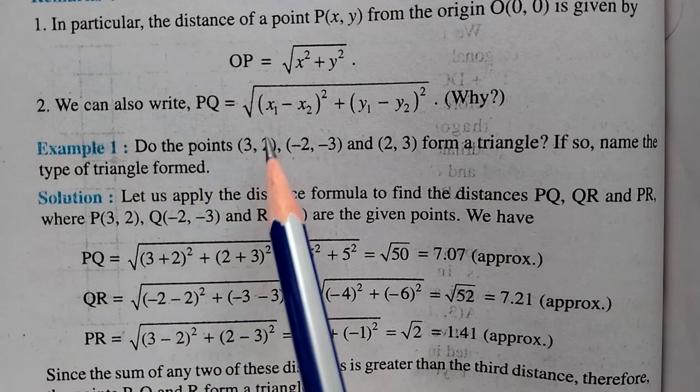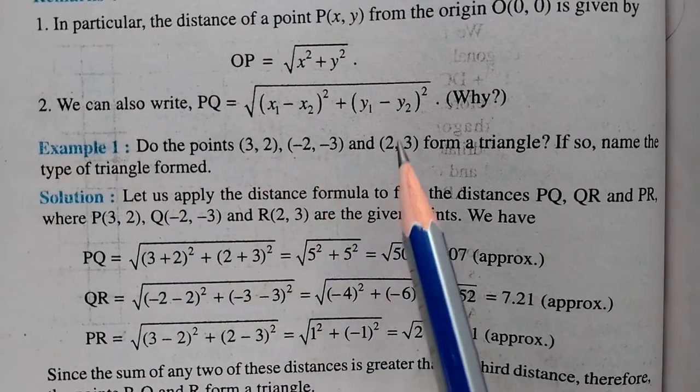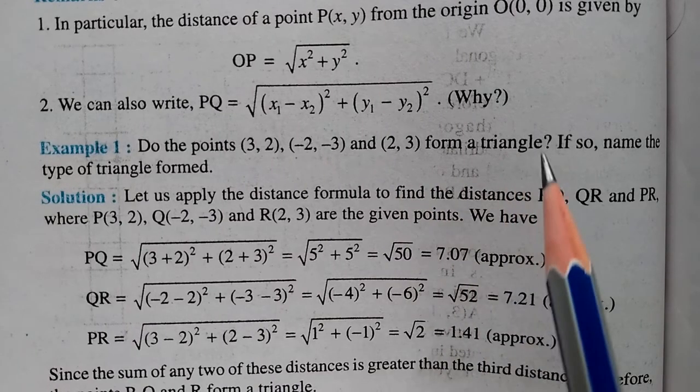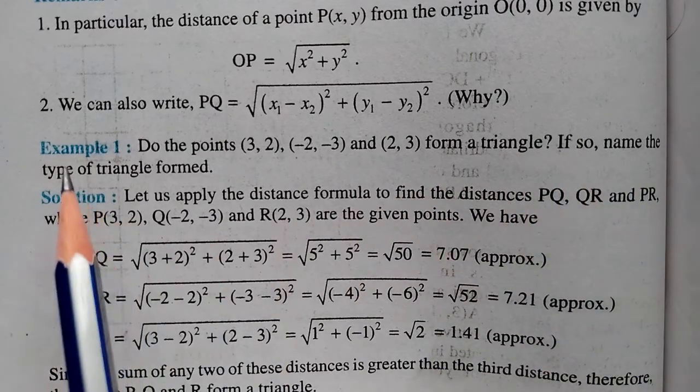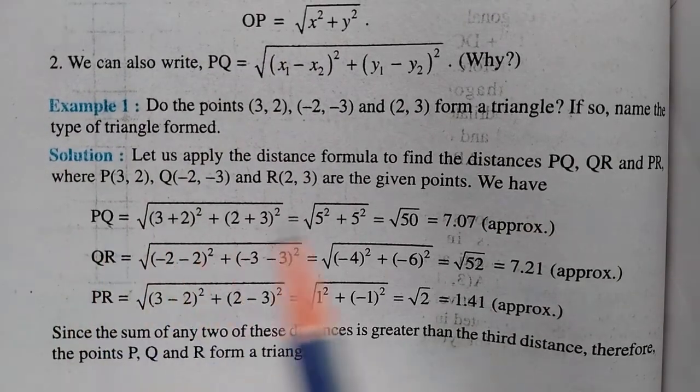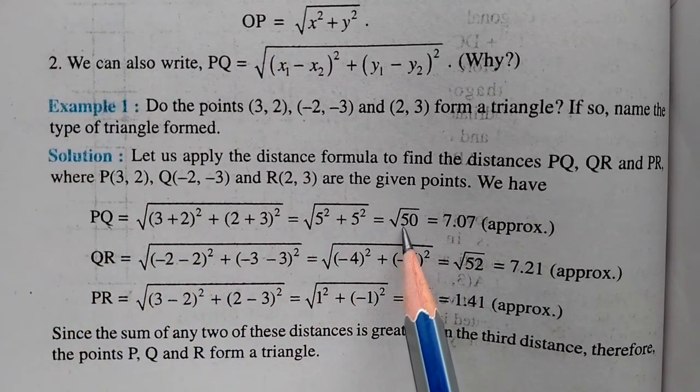Example 1, children. We have 3 points: 1, 2 and 3. The question is, will they form a triangle? If so, name the type of triangle. Now children, here PQ, we find it is root 50.